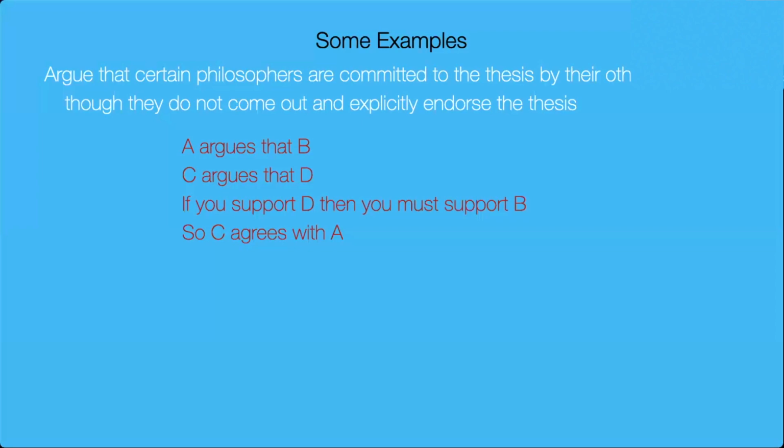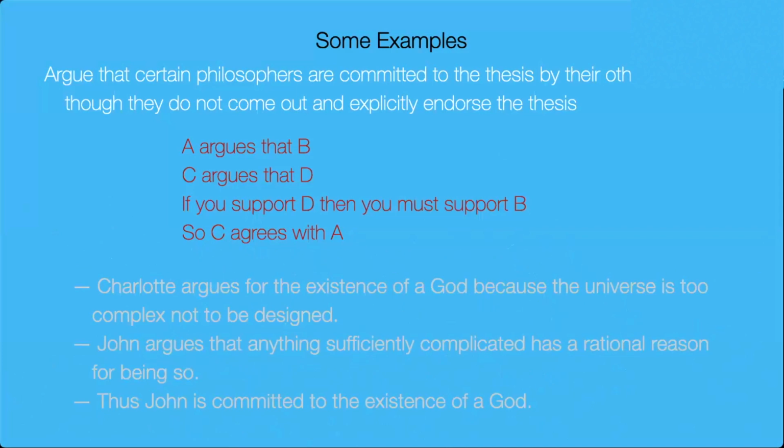That's a lot of letters. So, Charlotte argues for the existence of a God because the universe is too complex not to be designed, says Charlotte. John, totally separate argument, says anything sufficiently complicated has a rational reason for being complicated.